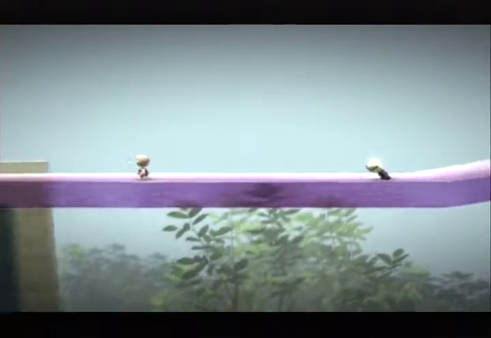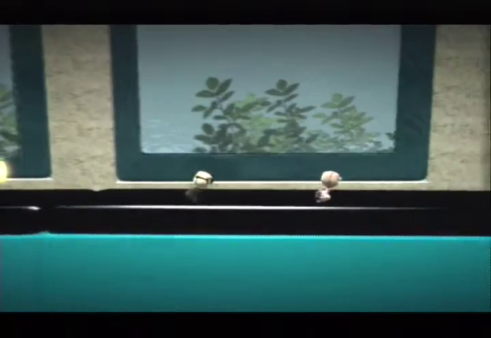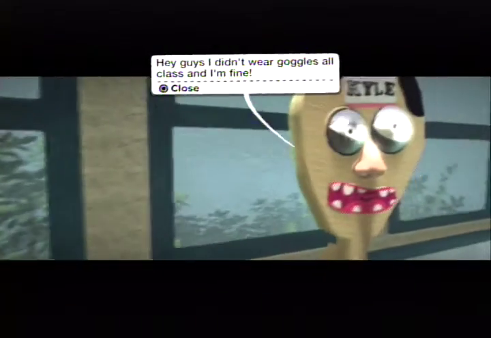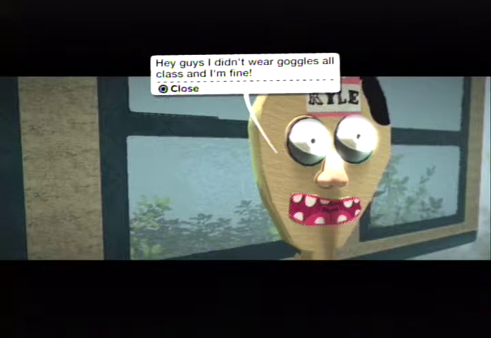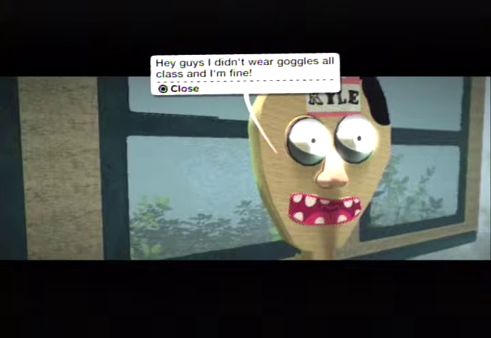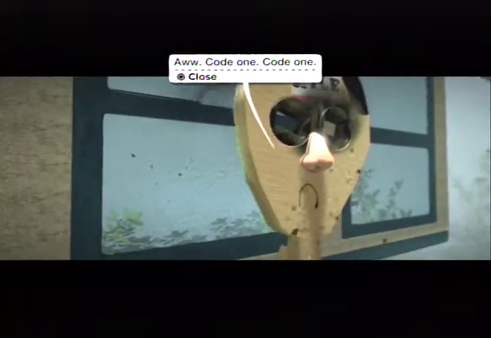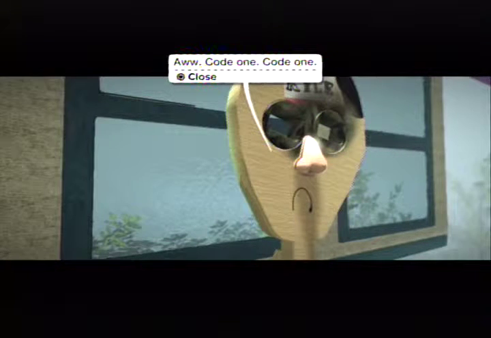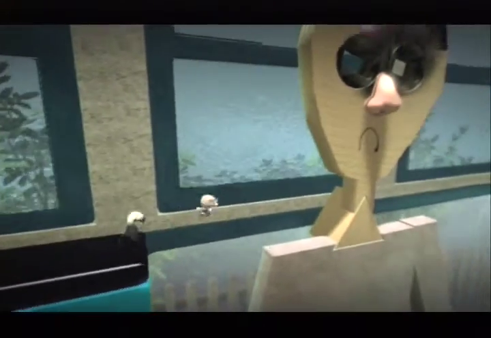Woo! Pretty exciting. This is actually located in the school. It's kind of like a secret corridor in Hogwarts. Oh, well, who's this? It's a boy by the name of Kyle. I mean, no one we know. And he appears to have not worn his goggles all lab. He says he's fine, but we all know. Oh no. Oh boy. That, folks, is why you wear goggles. Code 1. Code 1. It's tragic.